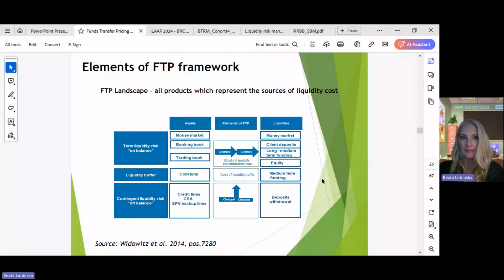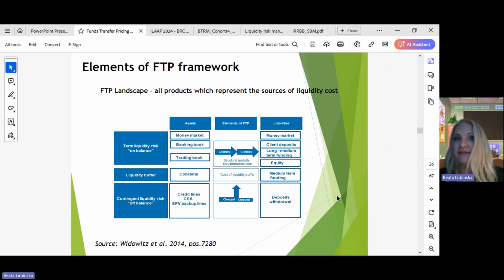On funds transfer pricing, today I would like to cover the elements of the FTP framework, and then we start diving into the construct of the FTP, the building blocks: what is the TLP, what is the base curve, the FTP curve. So let's start going slightly into details. First of all, I would say there are 4 elements of FTP which construct the FTP framework.